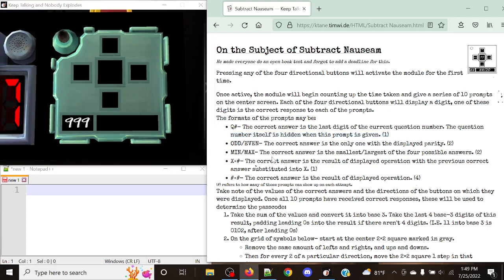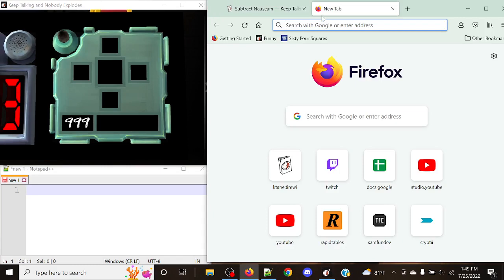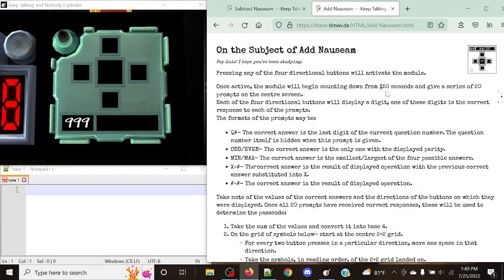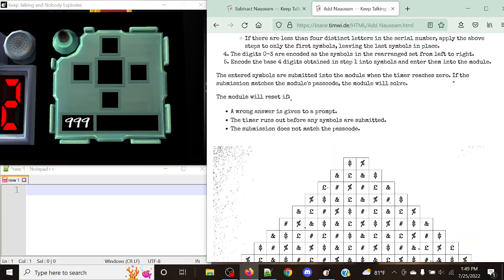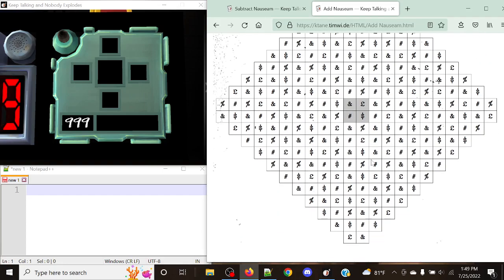So first off, the concept of time of this module has been completely stripped. Normally with ad nauseam, I think it's 180 seconds that you have. Let me make sure. 150, excuse me. So you'd have 2.5 minutes to answer 20 questions and enter in a response using this big fact grid over here.